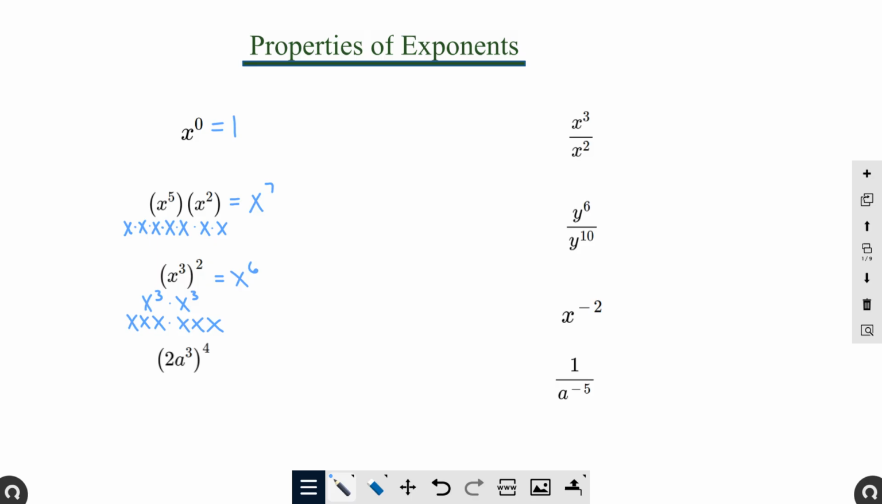Anything to the 0 power is 1. Anything to the 0 power is 1. If you have a 0 power, you should sing a little louder, because anything to the 0 power is 1.